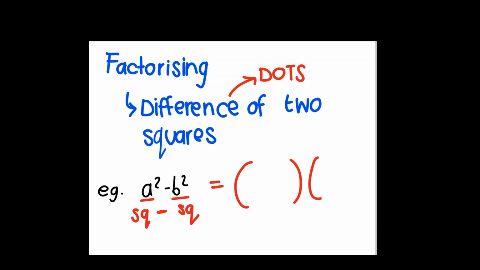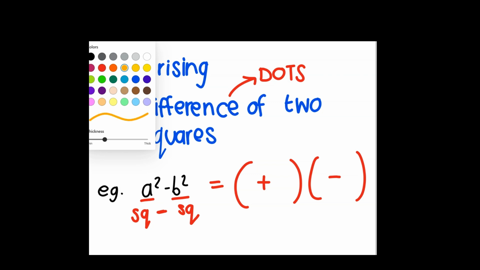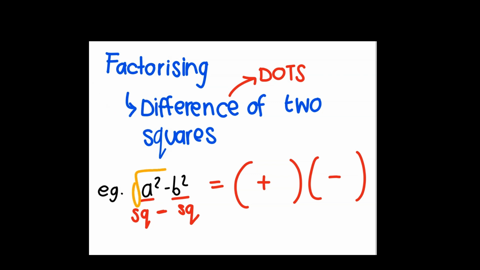So we always end up with two brackets. You can think two numbers, two brackets. And what we do is we put a plus in one, a minus in the other. Doesn't matter which order. And how we factorize this is we always take the square root of the first term. If I square root a squared, it's just going to leave me with a. I put that in the front of both of them. Then I take the square root of the second number. Again, that's just going to leave me with b. And that is how you always do the factorization of DOTS, the difference of two squares.